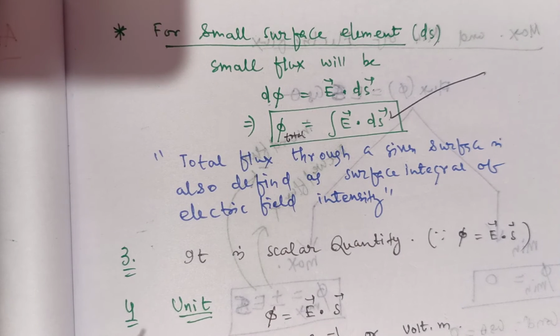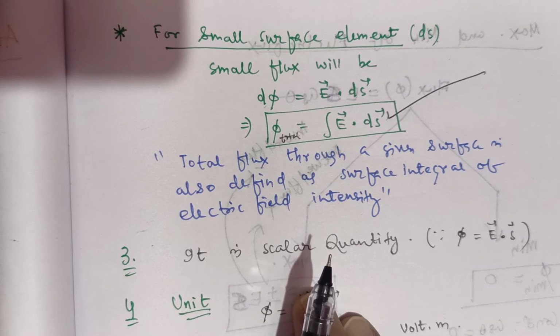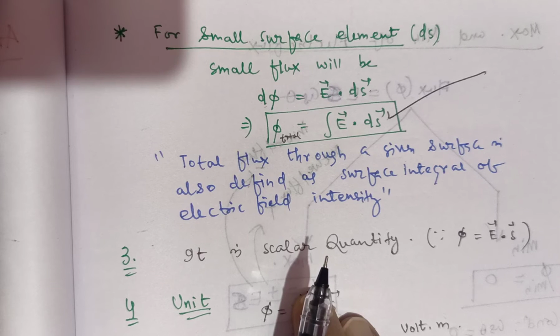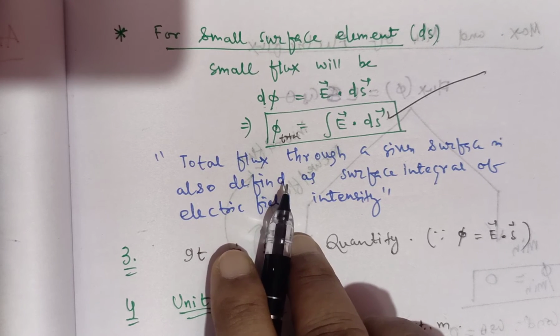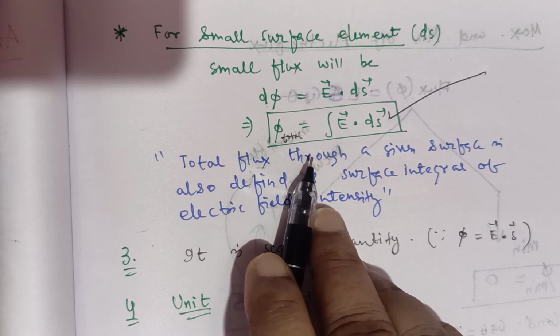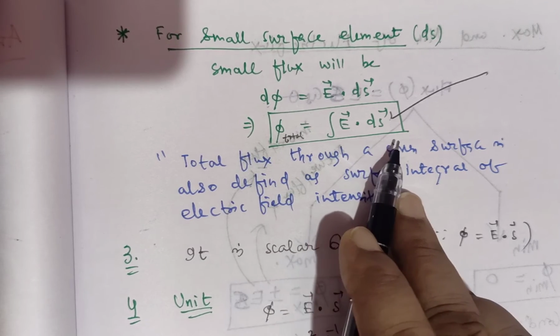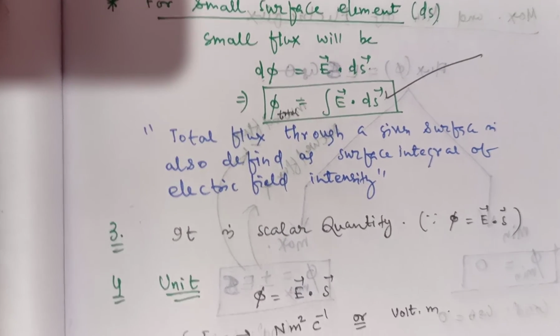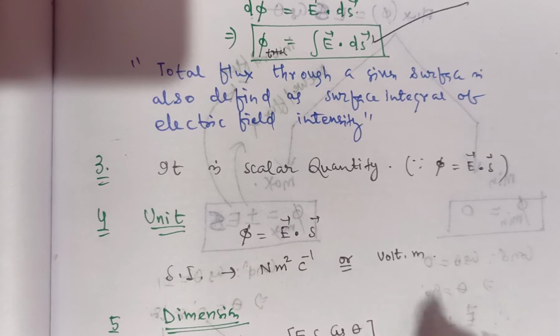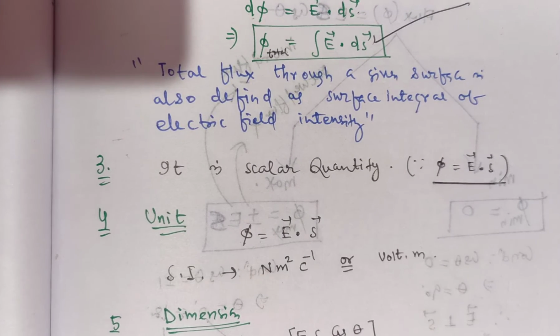So there are three definitions. One is, in simple language, you can say the number of lines of force passing normally through a given surface is known as electric flux. Or you can simply say that it is the dot product of electric field intensity and area vector. Or you can also represent this total electric flux as the surface integral of electric field intensity through a given surface. Now we will discuss whether it is a scalar or vector. Obviously it is a scalar quantity because it is expressed as dot product of two vector quantity.